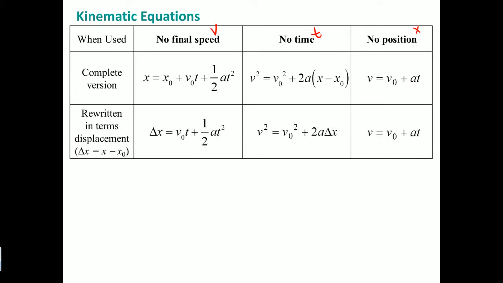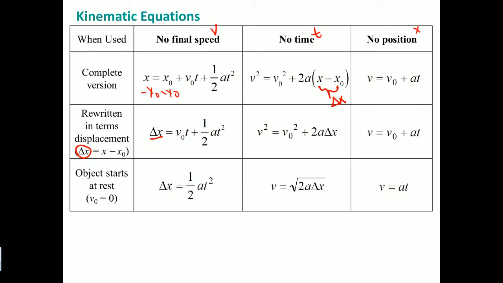If you can rewrite this in terms of displacement, which is delta x equals x minus x naught, you should see that you can subtract x naught from both sides. That's how they get the delta x version. Same thing here. This simplifies into delta x. And the no position one stays the same because there's no position part to it.